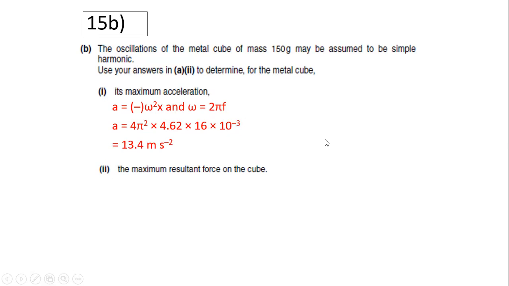Calculate out. Maximum resultant force. So how to calculate the maximum resultant force? Newton's law. You got acceleration. Use Newton's second law, F equals ma. Put your mass in. Convert it to kilogram. That's your acceleration.